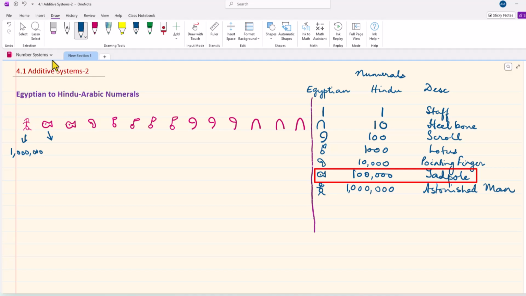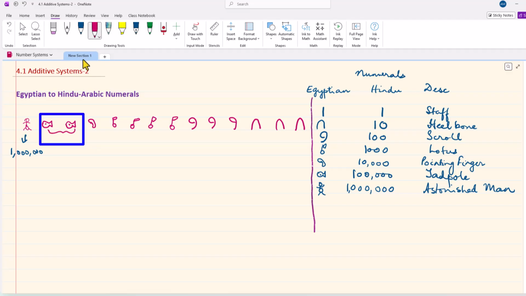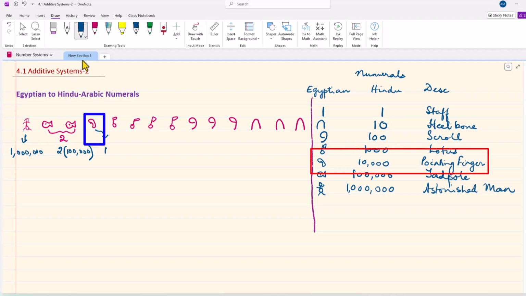There are two of these tadpoles, two of these symbols. So instead of writing 100,000 and then another 100,000, you can write it like that, but I'm going to just write it in a multiplicative form. There are two of these tadpoles, so I'm going to write it as 2 times 100,000. The next one is a pointing finger, and there's only one of that, so that has a value of 10,000, so let's write that down.